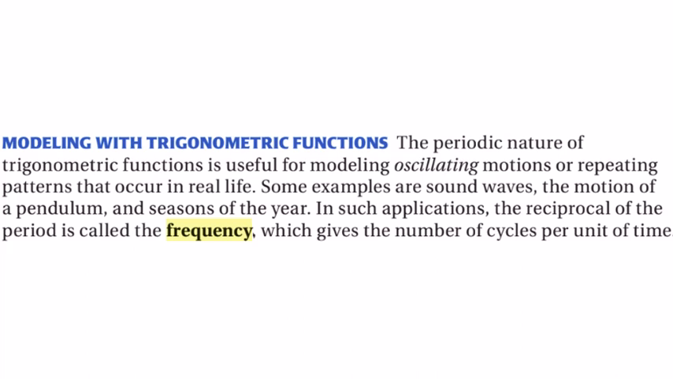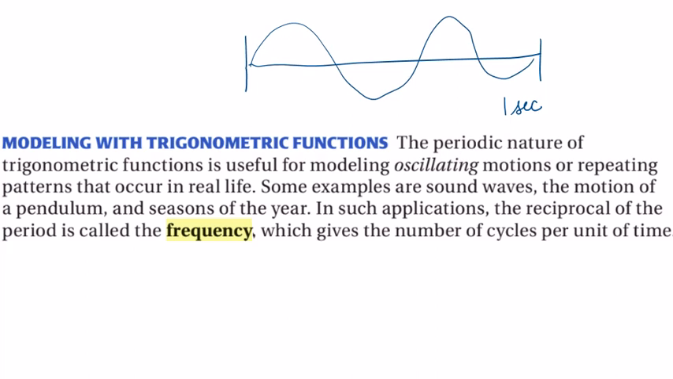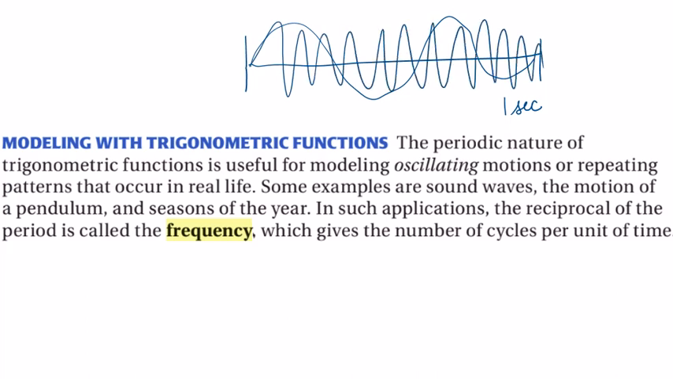Alright, in such applications, the reciprocal of the period is called the frequency, which gives the number of cycles per unit of time. So let's say I have this horizontal distance, and this is what would be considered 1 second. It's important to consider that distance. So we have certain low wavelengths. Think about a deep voice versus a higher voice, which would have a shorter wavelength.